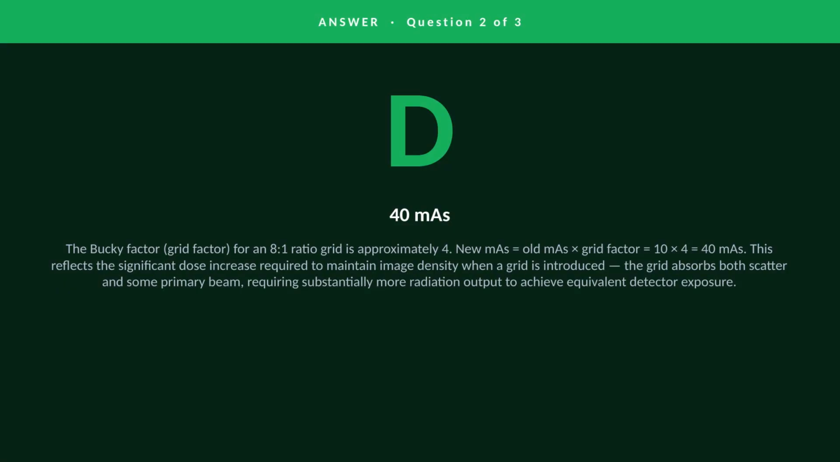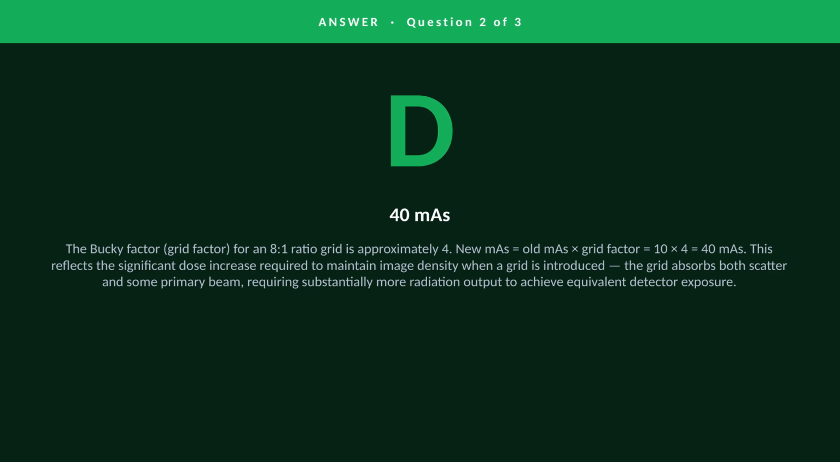The answer is D, 40 mAs. Grid conversion formula: new mAs equals old mAs times new Bucky factor divided by old Bucky factor. The Bucky factor for an 8:1 grid is approximately 4. New mAs equals 10 times 4 divided by 1 equals 40 mAs. This reflects the significant dose increase required when adding a grid.